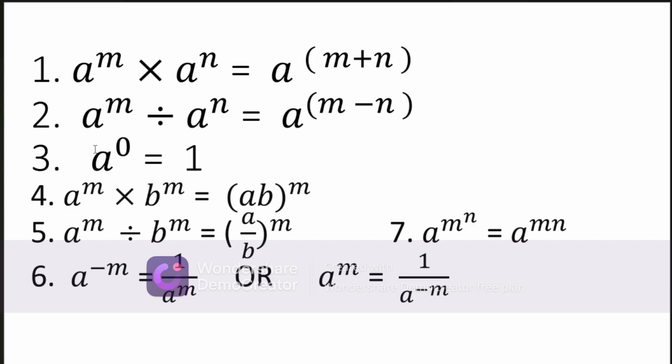Now any number whose power is 0, a to the power 0, or if I write 925 whole to the power 0, then the value is 1. So any number whose power is 0 equals 1.